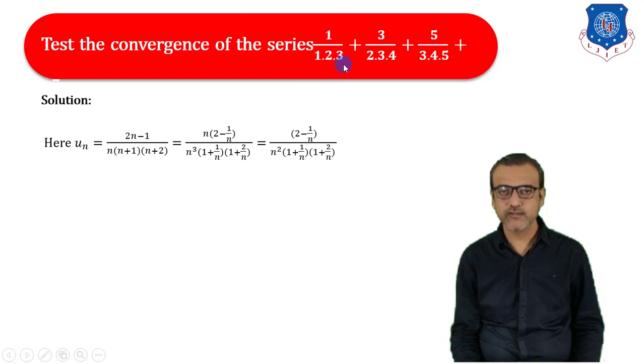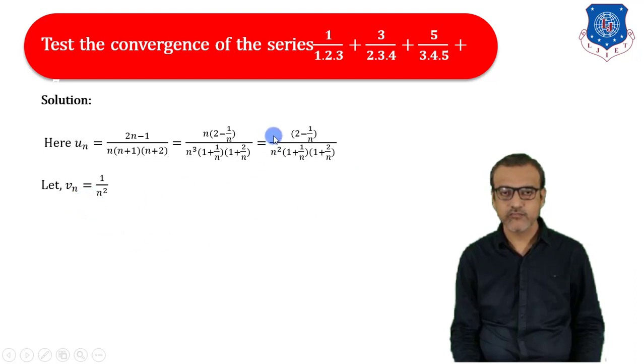Now finally, for this sequence 3, 4, 5 and so on, its nth term will be n plus 2. Now taking n common from the numerator, we have 2 minus 1 upon n. Now taking n common from n plus 1 and n common from n plus 2, it will become n cubed into bracket 1 plus 1 upon n into bracket 1 plus 2 upon n. One n will cancel out, so we have 2 minus 1 upon n square into bracket 1 plus 1 upon n into bracket 1 plus 2 upon n.